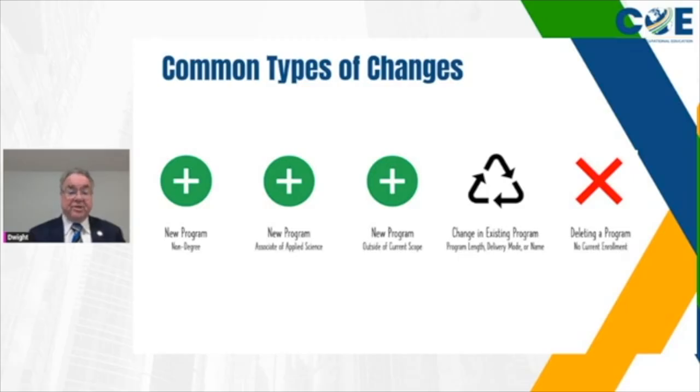Common types of changes. New programs, non-degree, can be added. You can add new programs that have an applied science degree. You can add a new program that is a change of scope. It's something different from what you normally offer. You can change an existing program, changing the program length, the name, or the mode of delivery. You can delete a program that no longer has students enrolled.